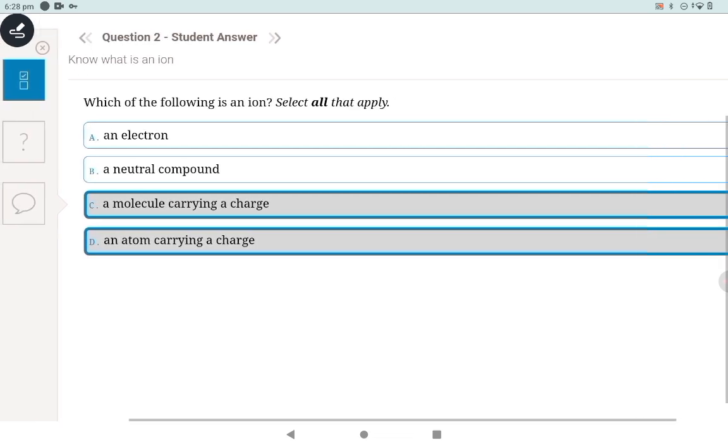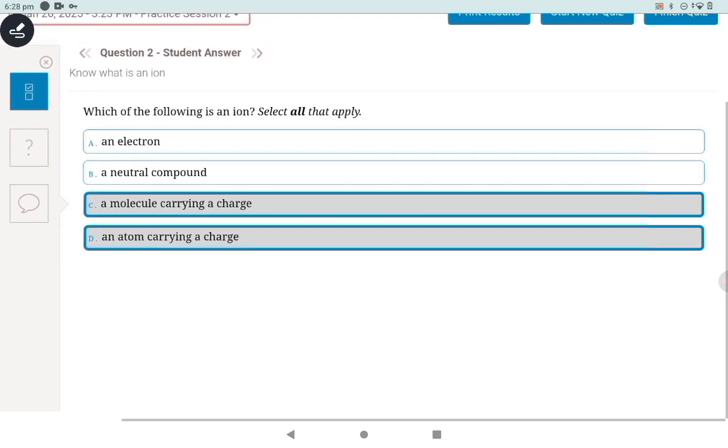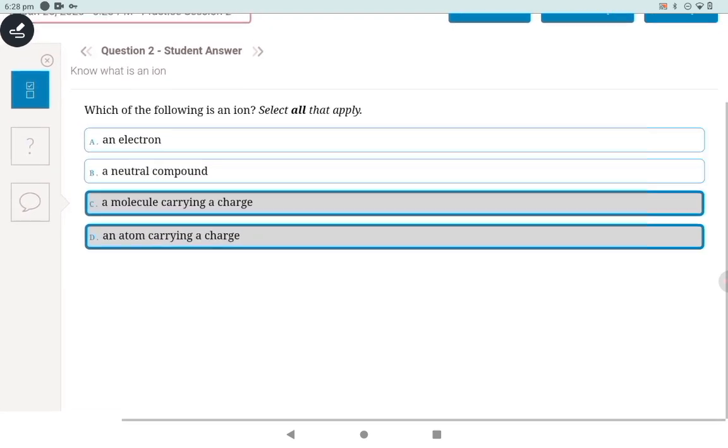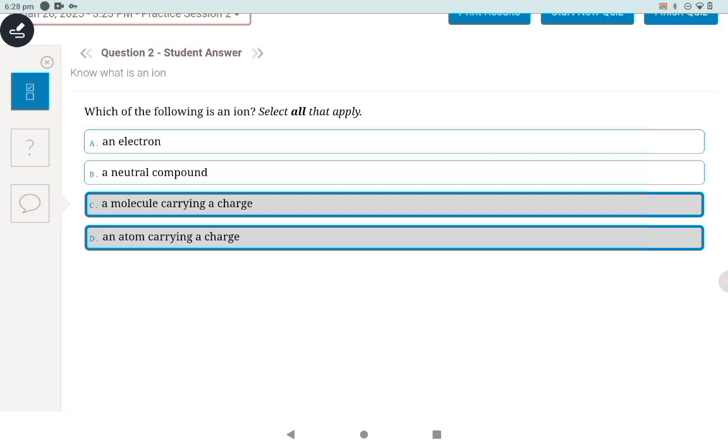Which of the following is an ion? An ion is a molecule or atom that carries a charge. So it can be positive or negative. And the right answers are molecule carrying a charge and an atom carrying a charge.